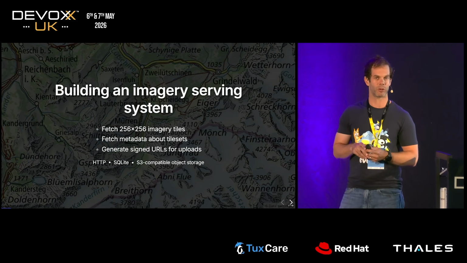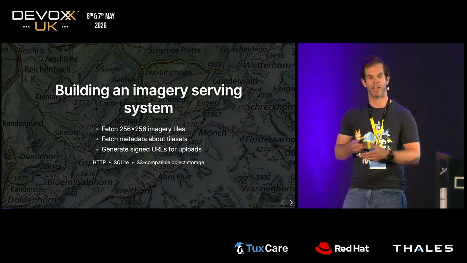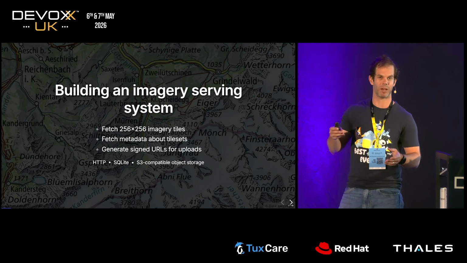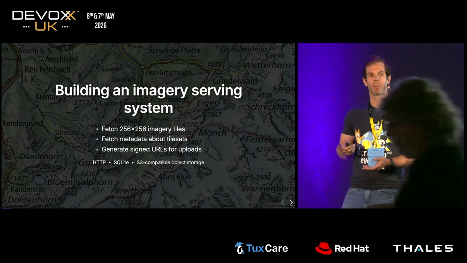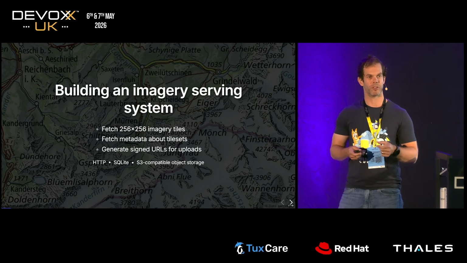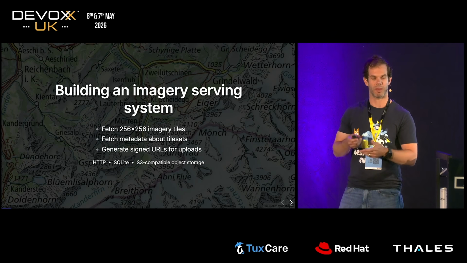So think about something like Google Maps or OpenStreetMaps. You have a slippy web map browser, and you have a service behind it that serves up tiled imagery for you. Typically, you expose endpoints to provide the tiled imagery back itself, some endpoints that provide metadata, and some endpoints that let you do uploads.